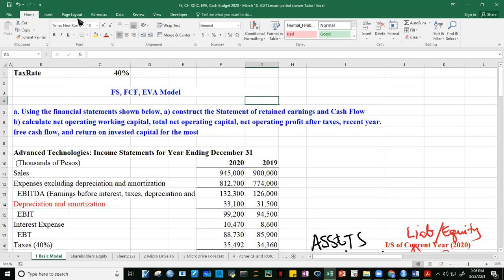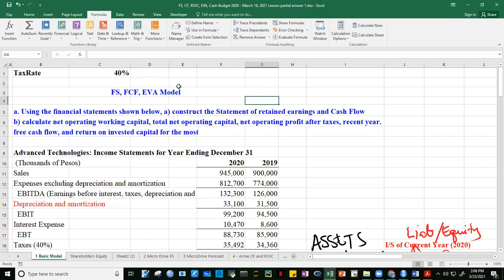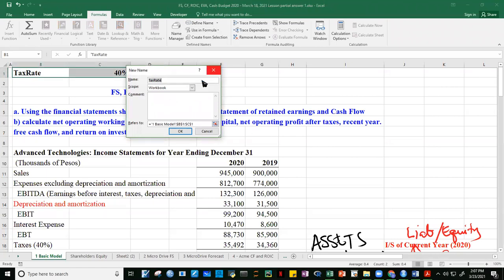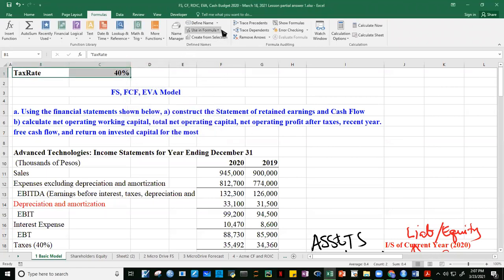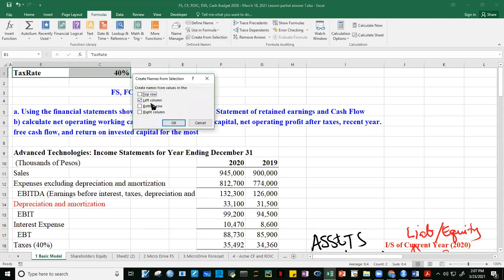And then, formulas. I highlight this. Formulas, and then here, guys, in defined names. Sorry, not defined name, but create from selection. There, that's what we generated earlier with Control-Shift-F3. It comes from formulas, then defined names, create from selection, left column.